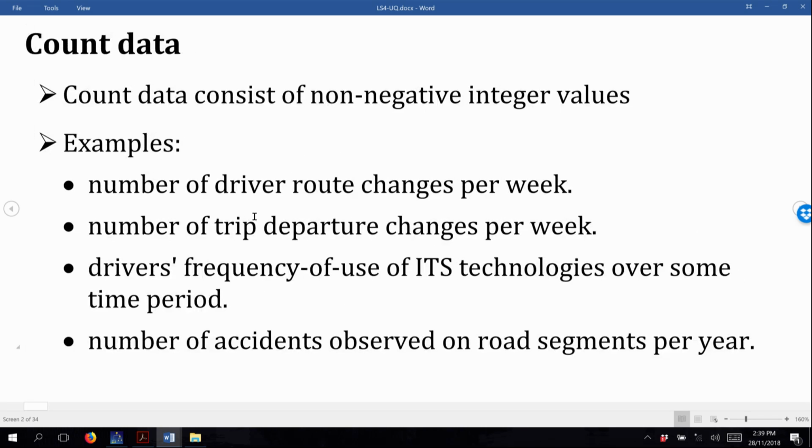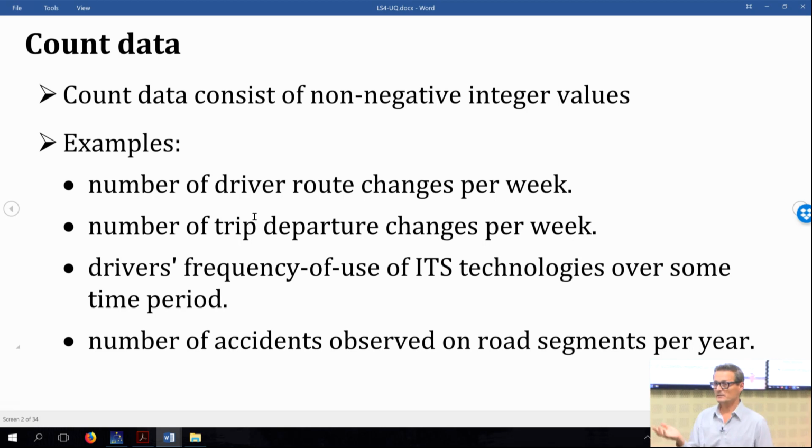So count data are fairly obvious and simple. They consist of integer values, non-negative, and they are usually a count. And there are a whole bunch of examples I'll show you up here. And so anything that can be counted or is a count qualifies as count data.